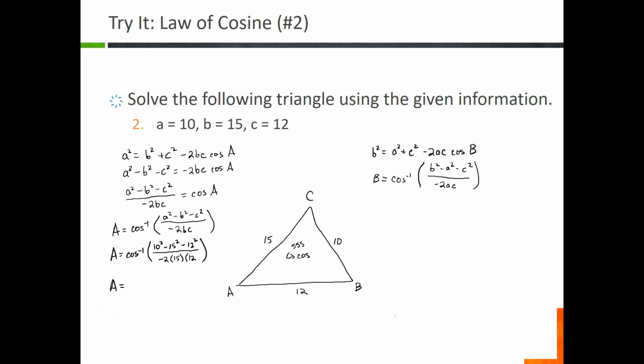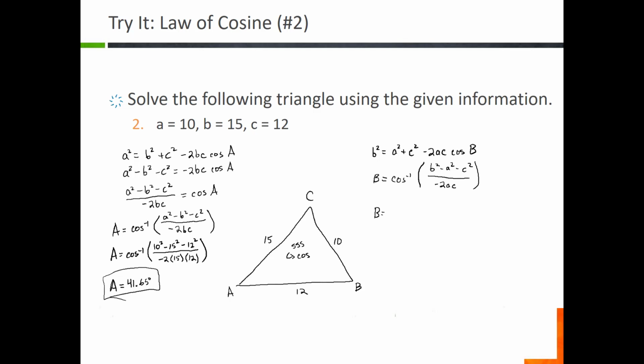Which, using a calculator, gives us about 41.65 degrees. Okay, so there's angle A. And we can do the same thing for B.